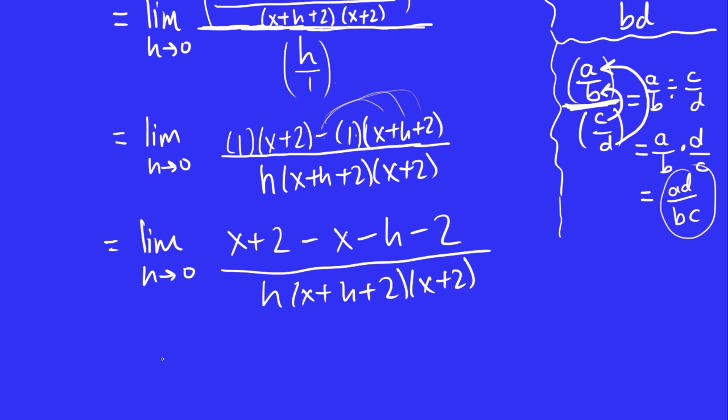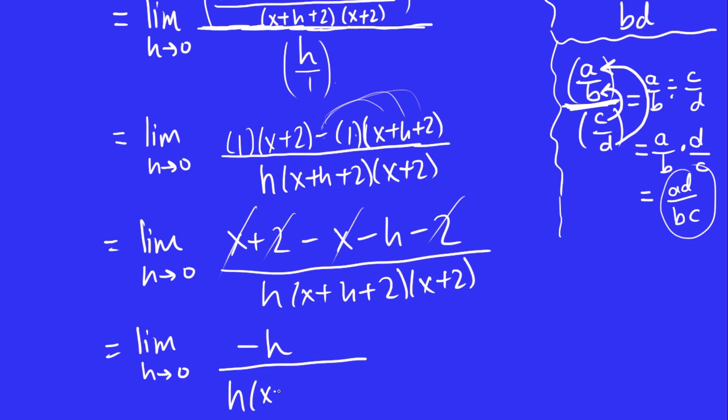Now, as usual with these definition of derivatives questions, after you simplify everything, you're hoping for some really nice canceling. In fact, everything on the top without an h in it should disappear. Let's see if it does. The x's go, because we have plus x and minus x. And we have plus 2 and minus 2, those cancel. And we're left with minus h in the numerator.